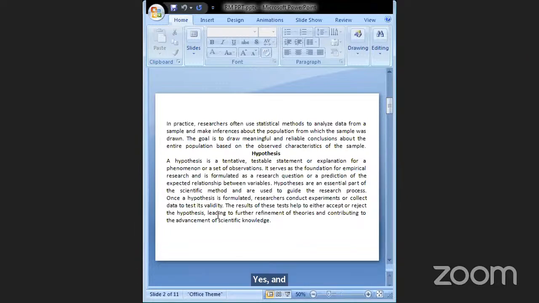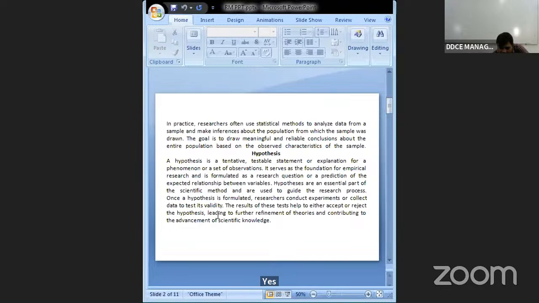So before doing the research, a researcher will define the two hypotheses first. One is null hypothesis, another is alternate hypothesis. Null hypothesis is the existing statement. Alternate hypothesis is just opposing the existing statement, and he will start research. Are you getting? Yes, sir.